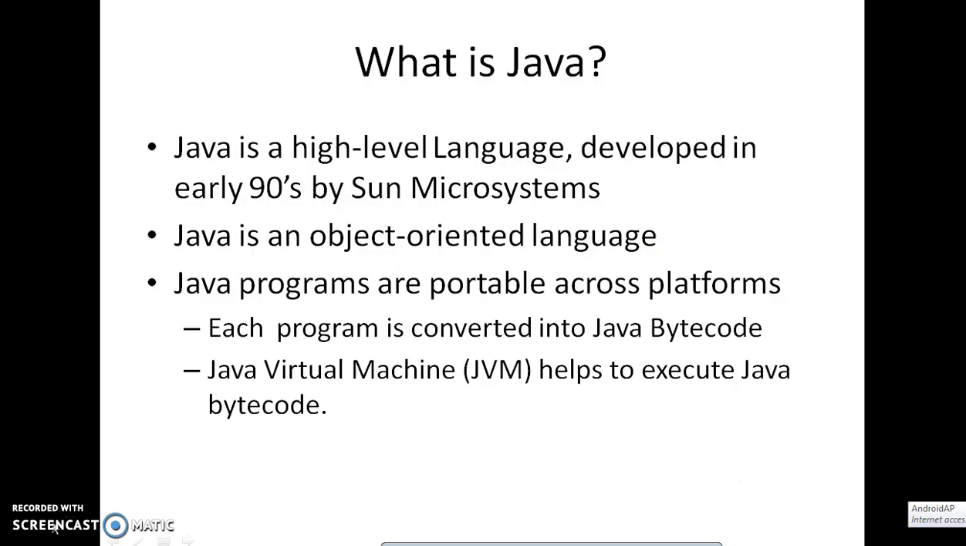What is Java? It is a high-level language which was developed by Sun Microsystems in the early 90s. Okay, just for your knowledge, for your objective type questions, or probably when you have your interviews, you should have this in your knowledge. Now, what is an object-oriented language? Java is called an object-oriented language, but what does that mean? We'll discuss it in later videos.